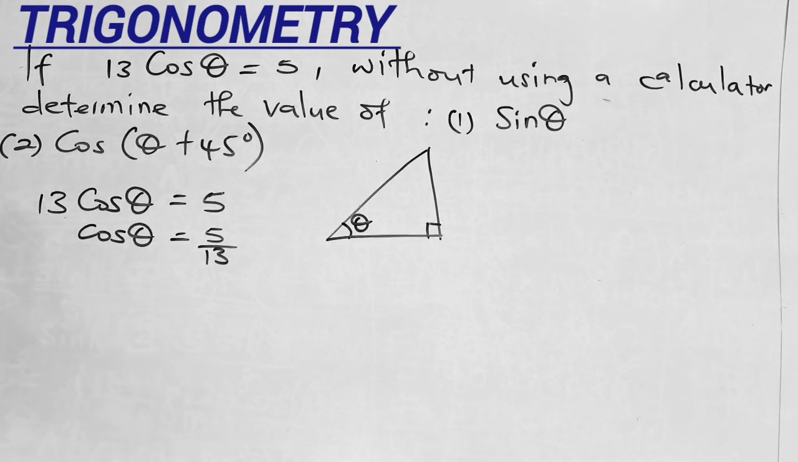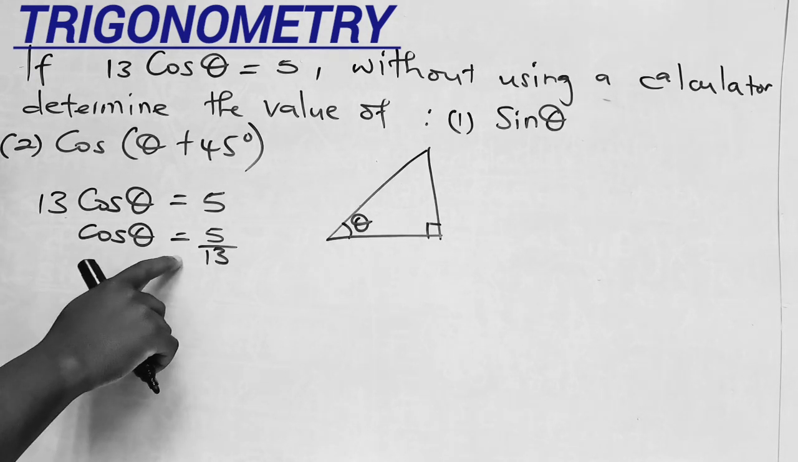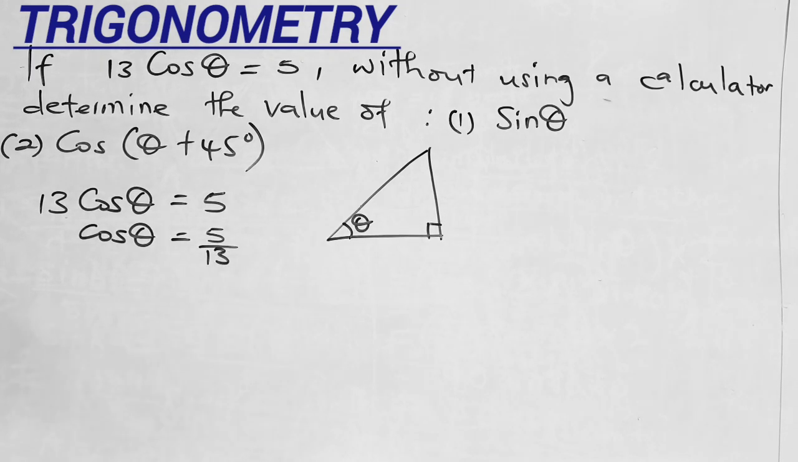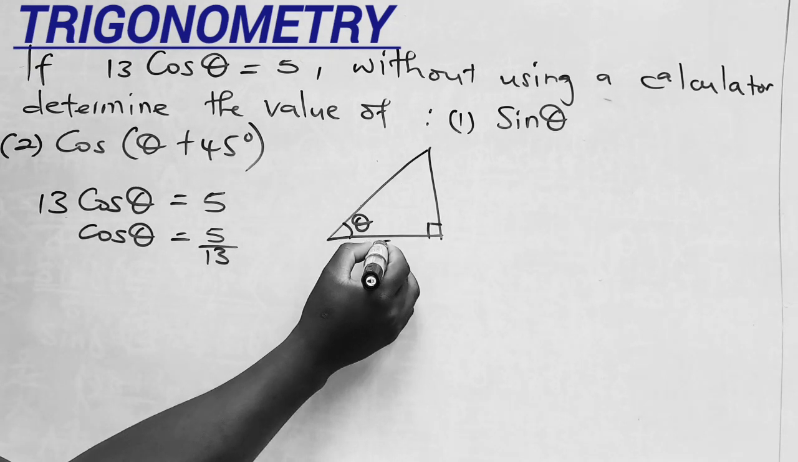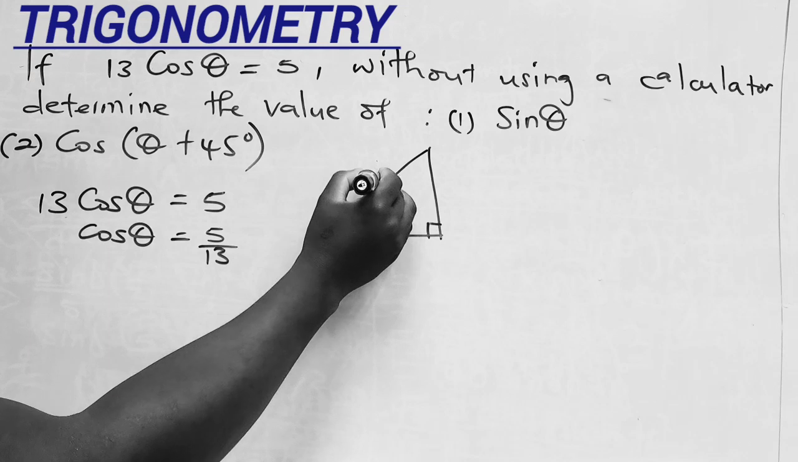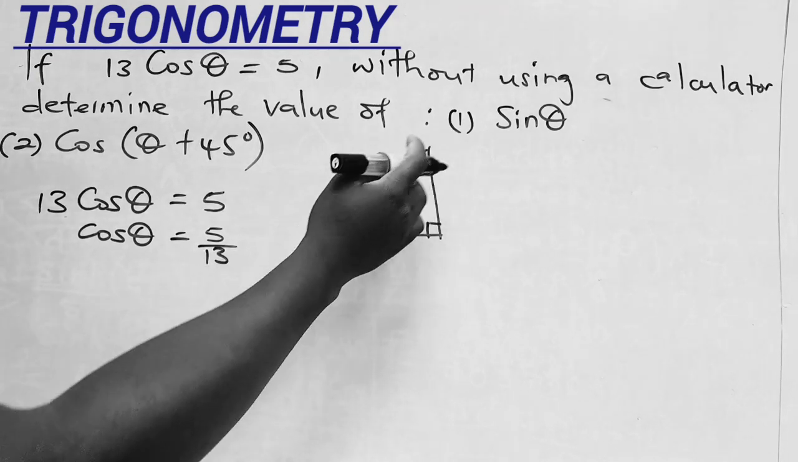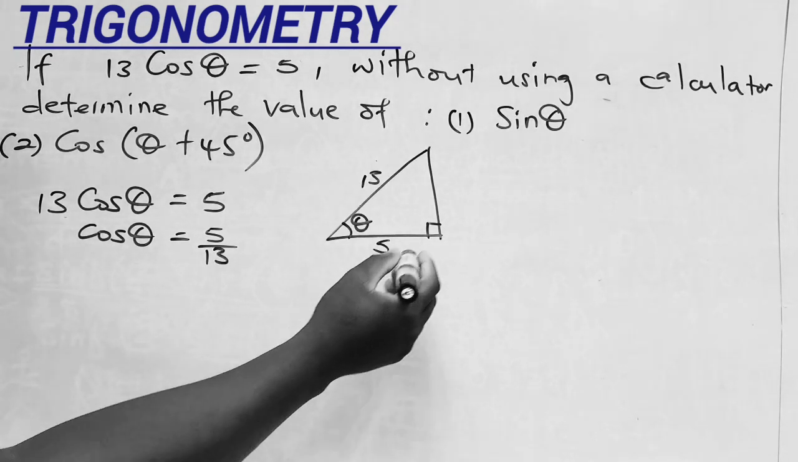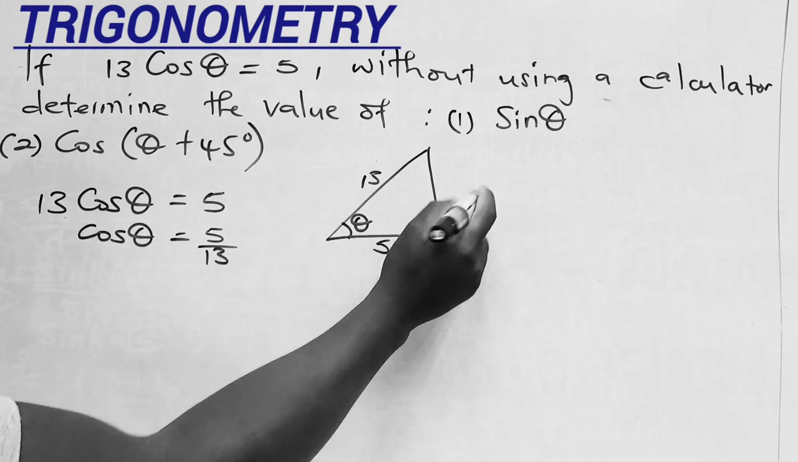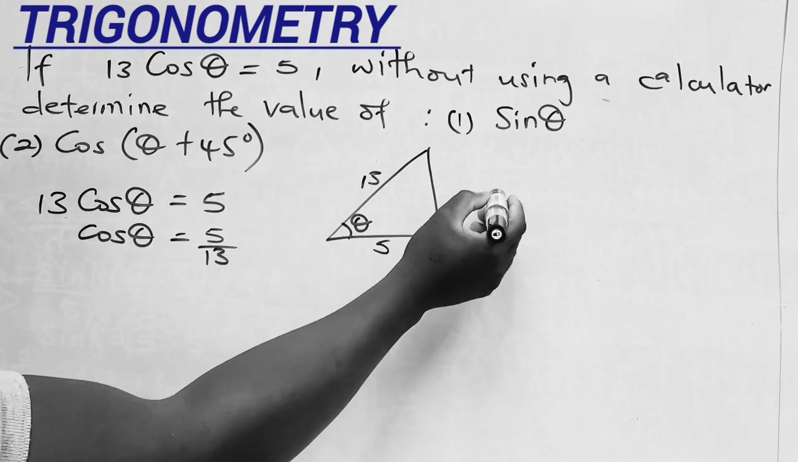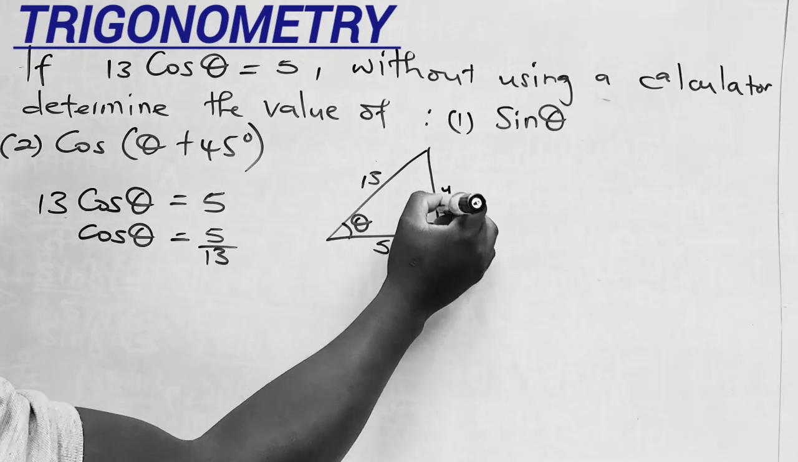Then we know that from trig ratios, cos theta is adjacent over hypotenuse. So this is 5, this is 13. So we also need to find that missing side. We have to apply Pythagoras theorem to find the missing side. So we have a leg and the hypotenuse. So let me give it a name, y.